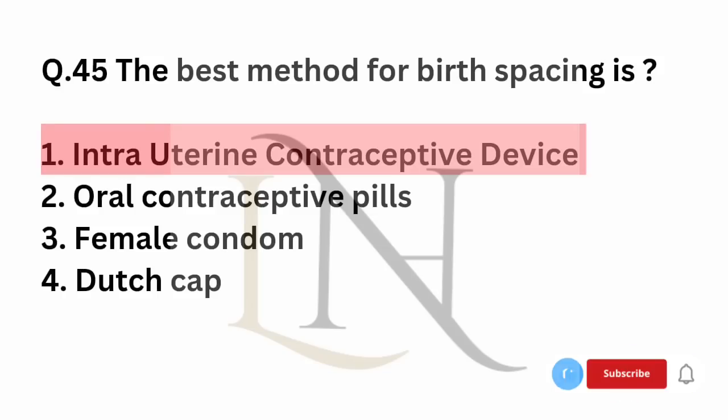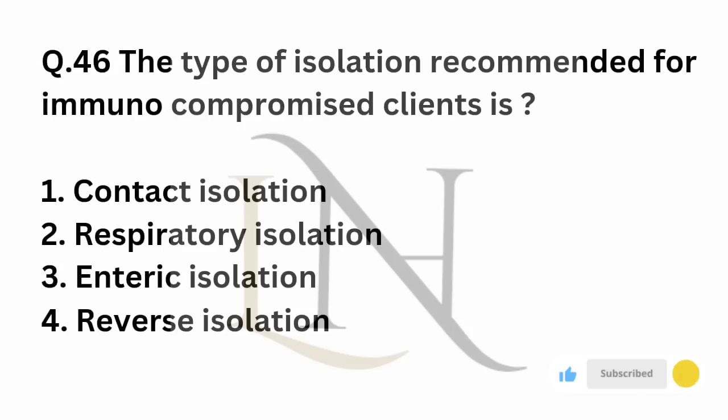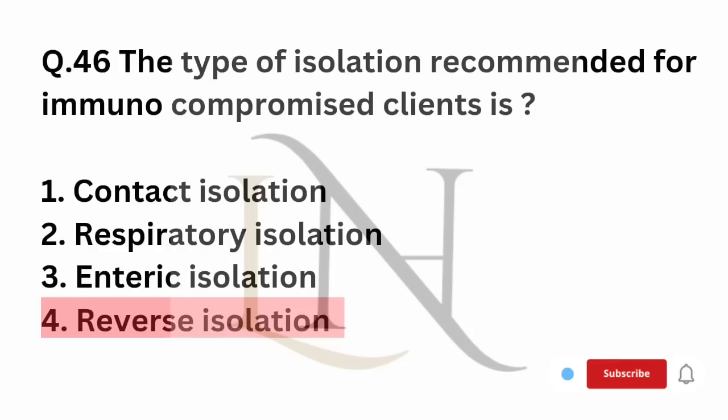Next MCQ. The type of isolation recommended for immunocompromised client is option 1 contact isolation, option 2 respiratory isolation, option 3 enteric isolation, option 4 reverse isolation. Answer is option 4 reverse isolation is the correct answer.